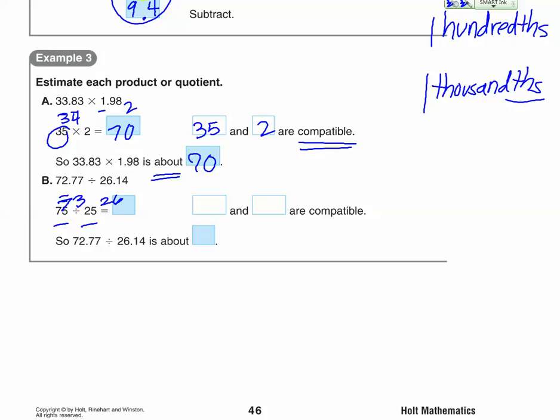So 75 divided by 25 is indeed 3. So again, why do we choose 75 and 25? Because 75 and 25 are called compatible. In other words, this time they divide well to each other. We didn't have to change the numbers too much. And again, this is just an estimation. So 72 and 77 hundredths divided by 26 and 14 hundredths is indeed about, not the real answer, 3.